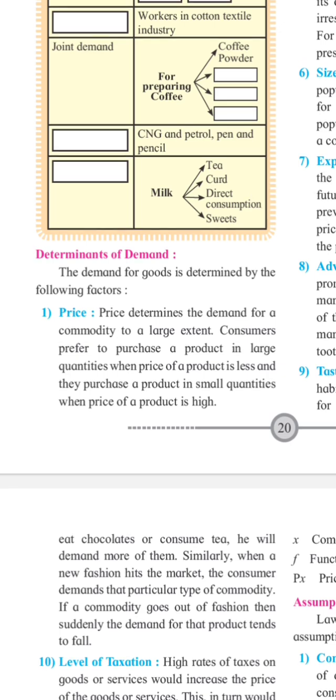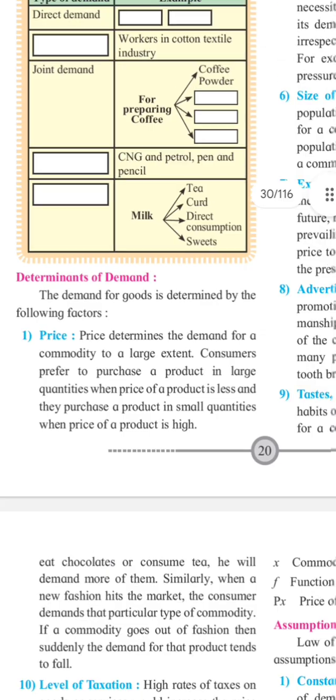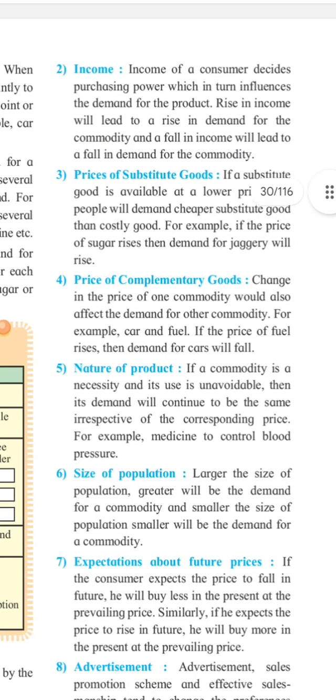So demand depends upon several factors. Those several factors we are going to learn here. A few are listed below. The first is price, meaning the price of the commodity. A higher price reduces the demand, while a lower price increases the demand. Second, we have income. An increase in income increases demand. A decrease in income decreases demand. So it is vice versa.